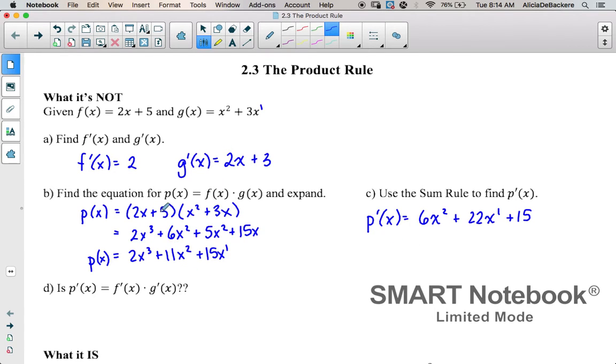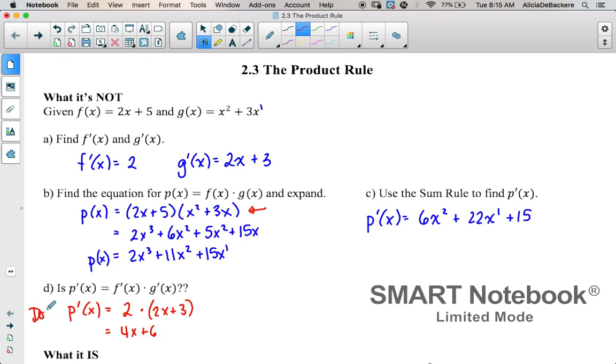Now, the thing that people want to do when they start with a function that looks like this is they think that they could just take the derivative of the first piece and take the derivative of the second piece. So their guess is that p prime of x is equal to the derivative of the first piece. Remember, we said that was 2 times the derivative of the second piece. Remember, we said that was 2x plus 3. But we know that the derivative is actually this over here. And when I look at this, I can expand this out. It would be 4x plus 6.